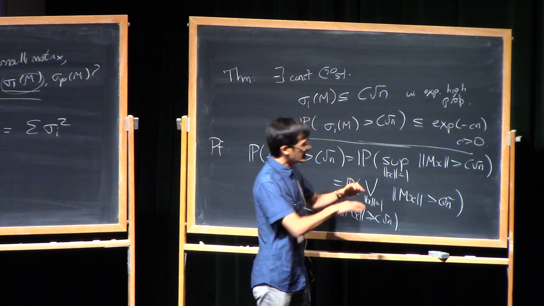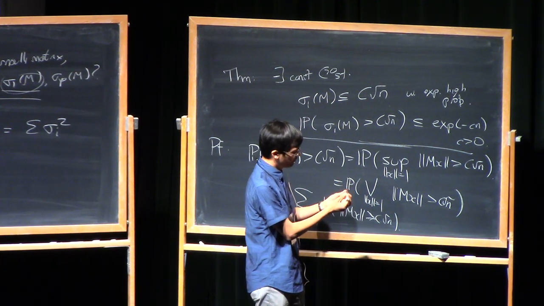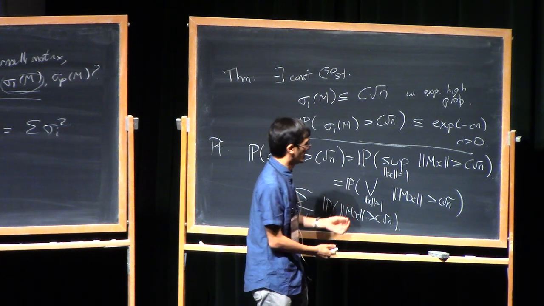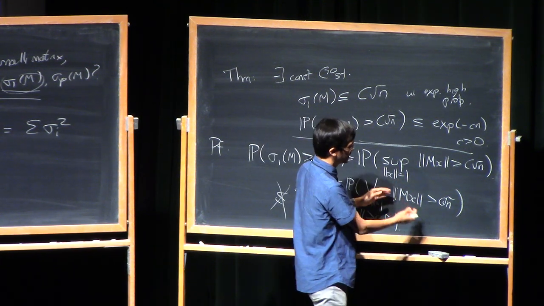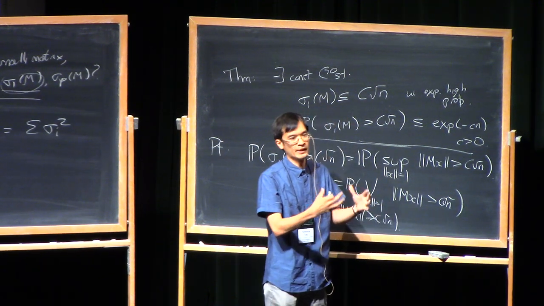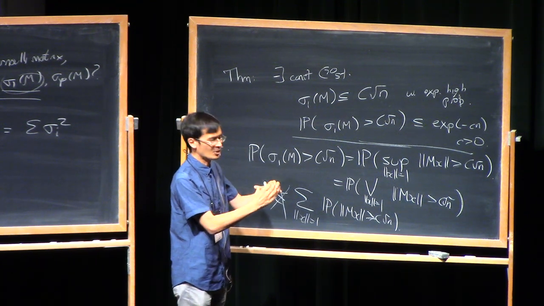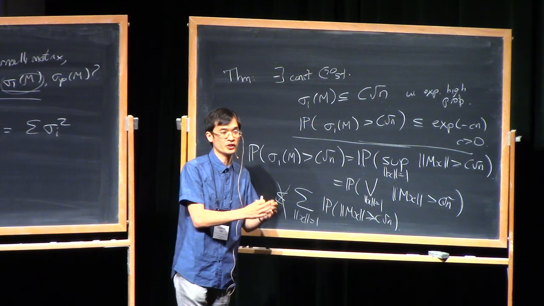But many of them overlap each other very tightly. If 2 points x and y in the sphere are very close together, then the event that Mx is big and the event that My is big should be almost coinciding. And using the union bound to bound events that are almost coinciding is very inefficient.